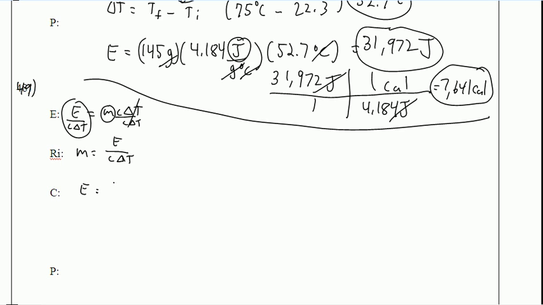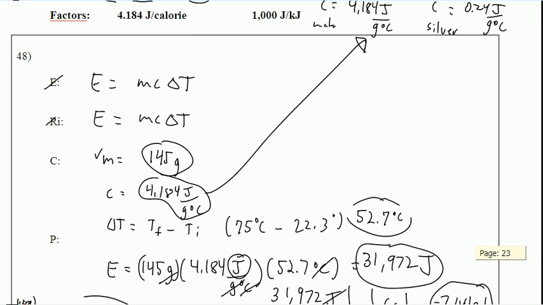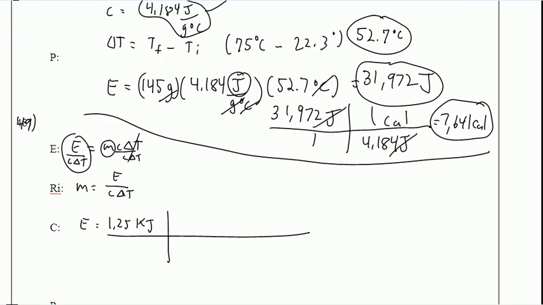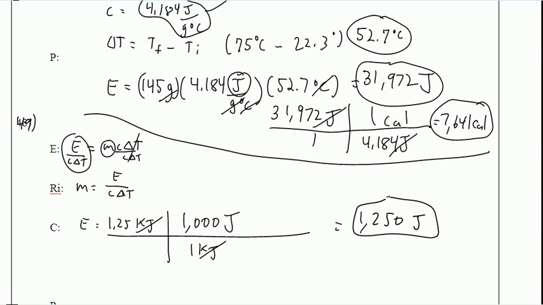Crisscross. In this case, we're solving for energy first. They gave us 1.25 kilojoules. That's not in the correct unit. We want it in joules. So we're going to go up to the conversion factor that I gave you right here, and we're going to crisscross, and every 1 kilojoule we have 1,000 joules. That's going to be 1,250 joules.